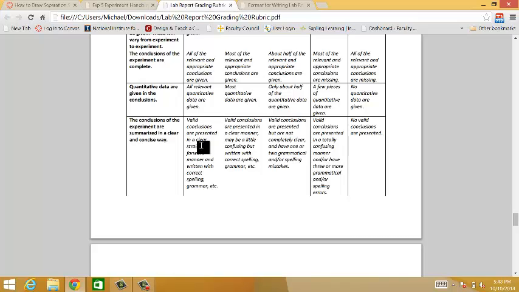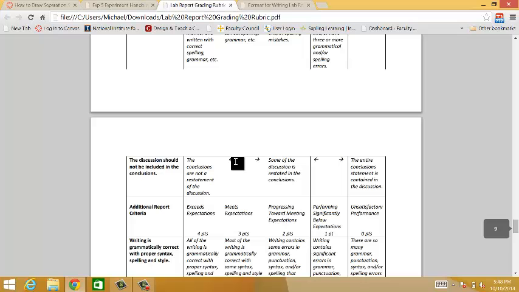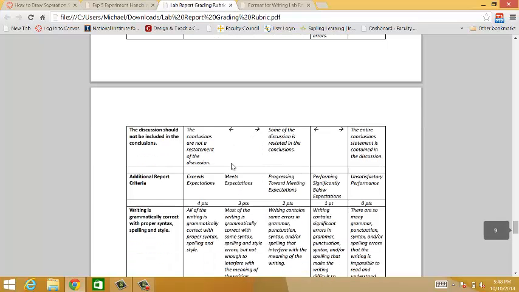And I guess what I was saying is my yield was low at 4 grams and 52%, would be a statement presented in a clear, straightforward way, hopefully with good English or excellent English. If it gets to be a little bit confusing, then they will. Now, the discussion should not be included in the conclusions.